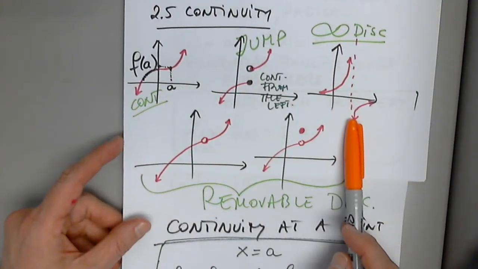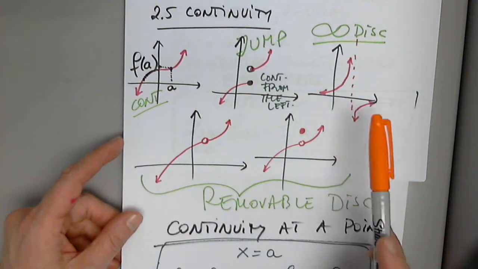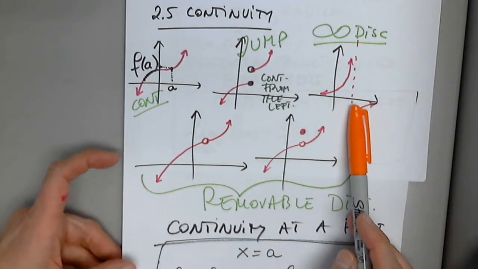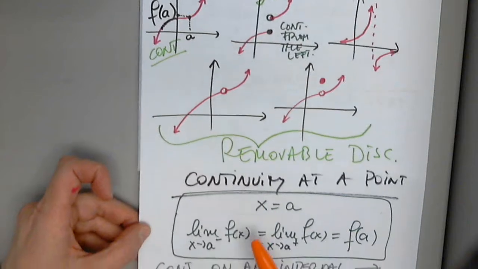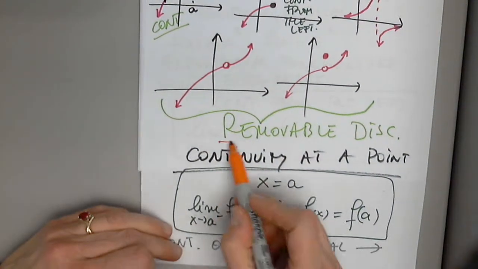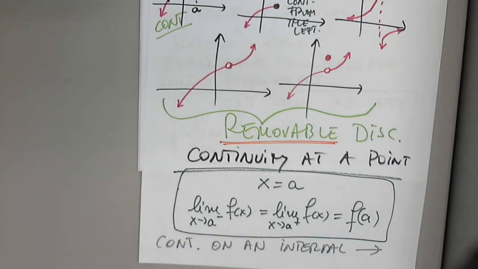This function is not continuous from the left, it's not continuous from the right. This is an infinite discontinuity. Done. What happens here? And why do we call this removable? Here it is why. The limit from the left and the limit from the right, are they the same in both situations? Correct. However, what is the only problem here?